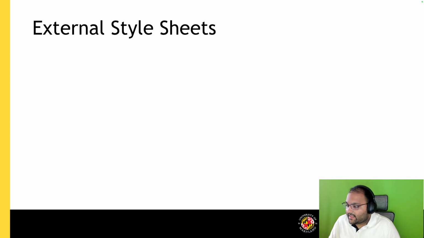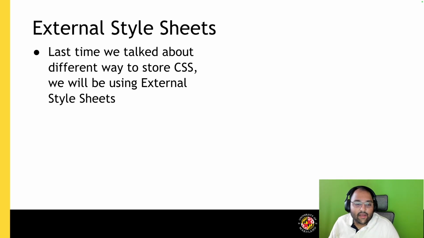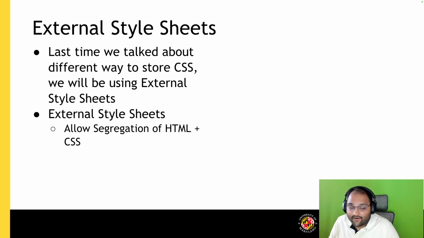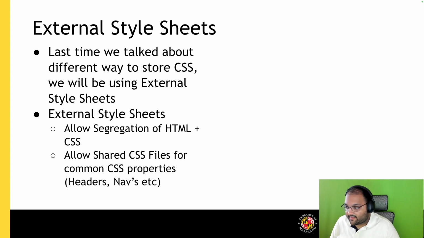Now, let's talk a little bit about external style sheets. We talked briefly about this last class, about different ways to store CSS. Going forward, we will be using external style sheets. External style sheets allow very good segregation of HTML and CSS, and they also allow us to create a shared CSS file for common CSS properties. For example, if we want to have a header shared CSS or a nav shared CSS, external style sheets allow us to do that.